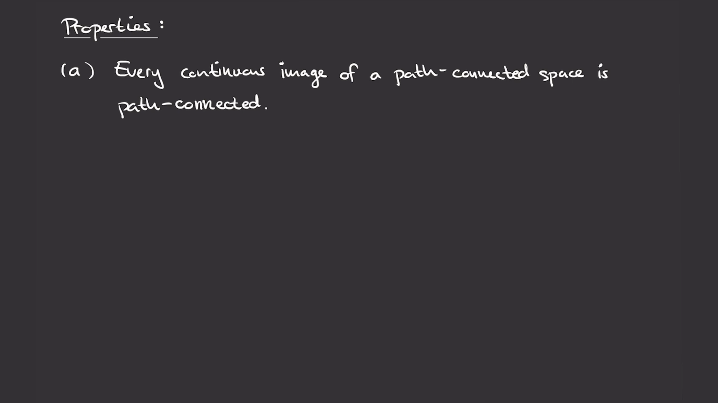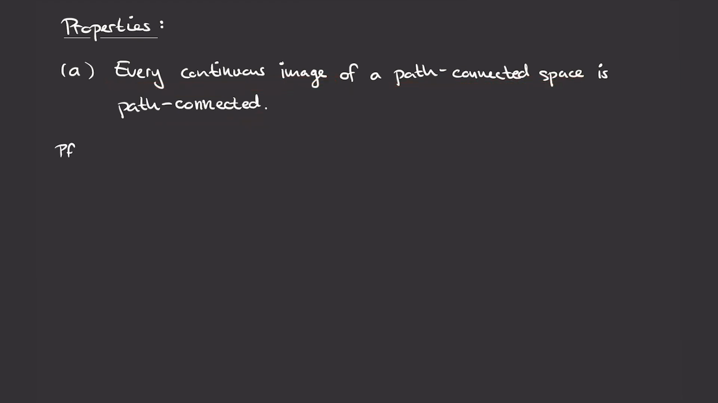We'll now see that basically all of the properties that hold for connected spaces also hold for path-connected spaces. Recall that we saw in the last video that one of the most important properties of being a connected space is that the image of a connected space under a continuous function is also connected. And in fact, the same holds if we replace the property of being connected with the property of being path connected. So every continuous image of a path connected space is also path connected.